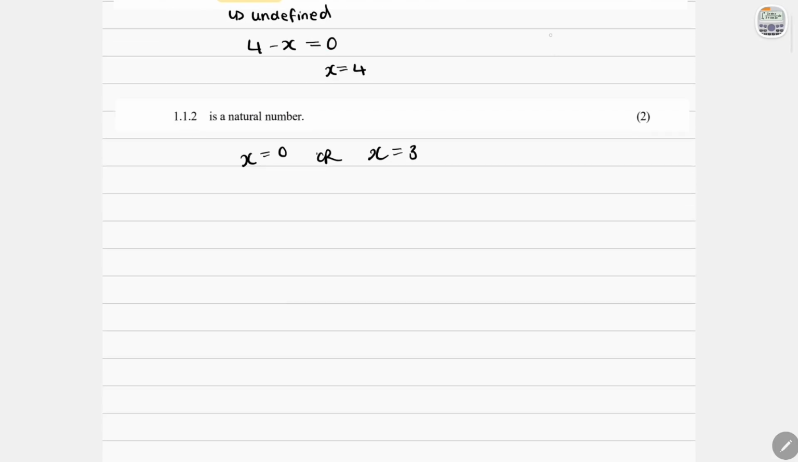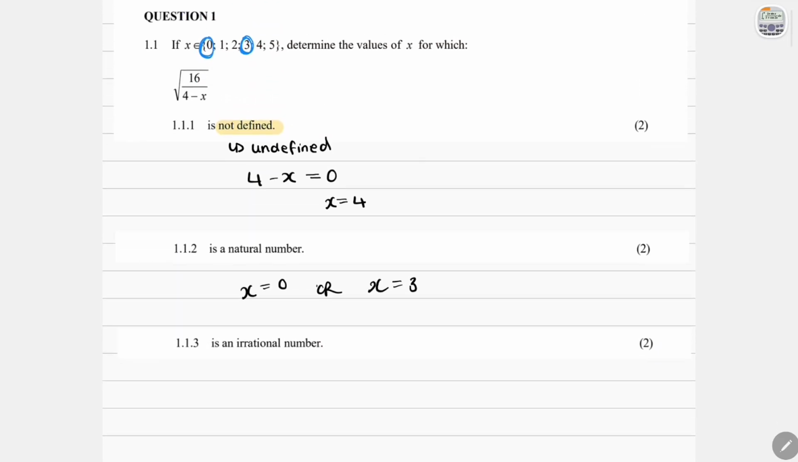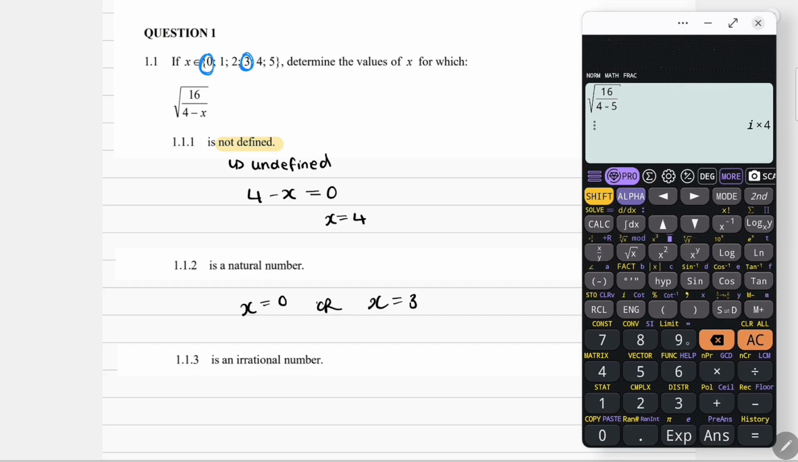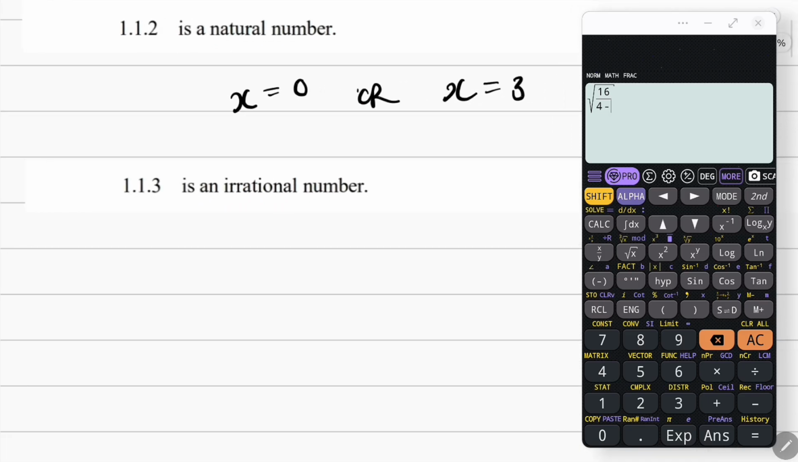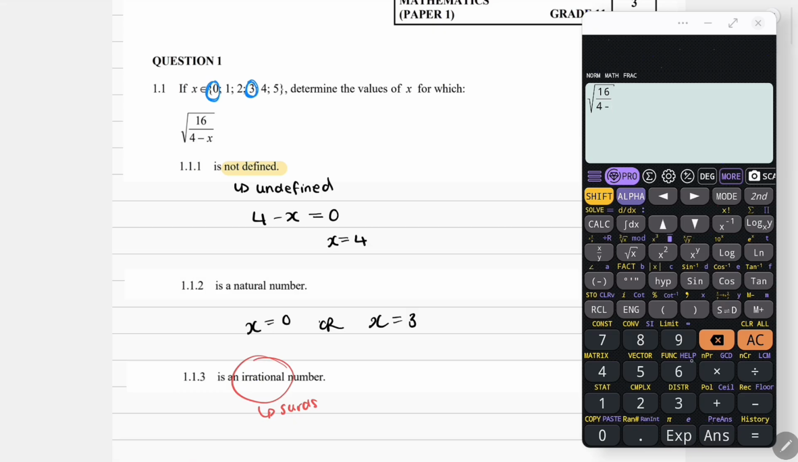Moving on to the next question. And then 1.1.3, this expression has to be an irrational number. You saw that the other ones just had surds, so we could still check again. We know it's definitely not 0 because that gives us a natural number, and natural numbers are rational numbers. Irrational numbers are your surds, so we're going to look for where we find surds. So 4 minus, and we have 1. And there we go, that's a third. So it works for 1.